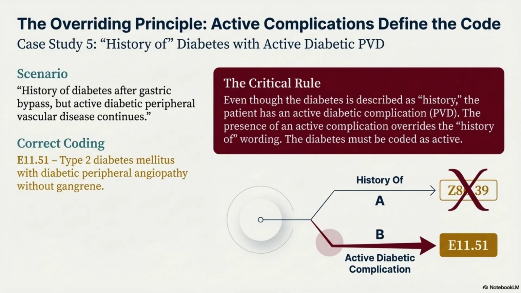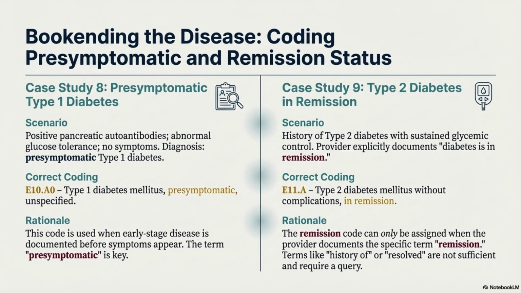This case is a perfect example of why we can't rely on phrasing alone. We have to look at the full clinical picture. If the complication is active, the diabetes must be coded as active as well. Now let's look at two scenarios that sit at opposite ends of the diabetes spectrum: pre-symptomatic disease and documented remission. Both require very specific wording from the provider, and both lead to very specific ICD-10-CM codes.